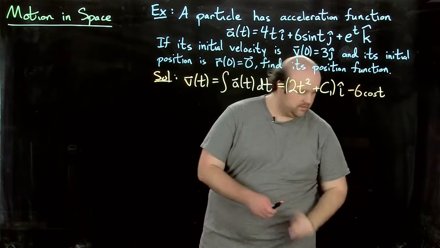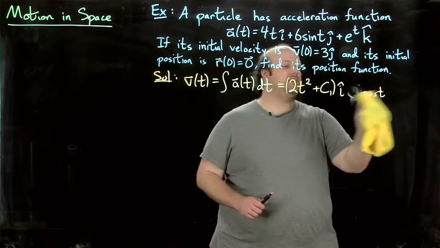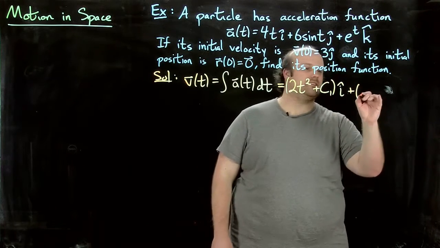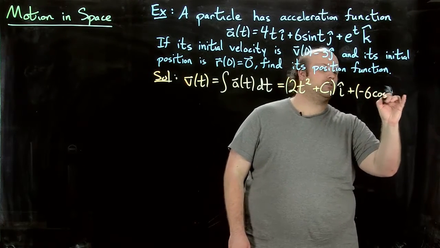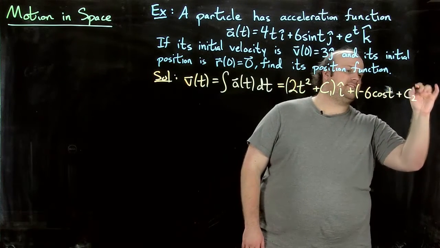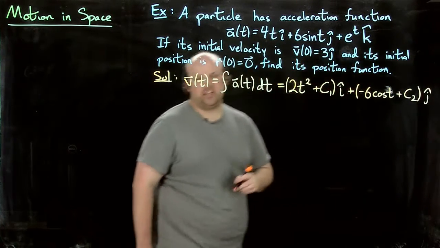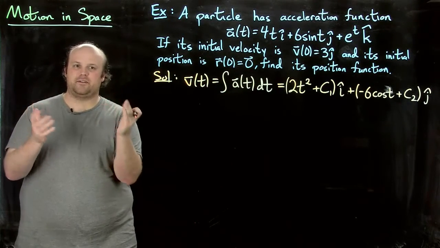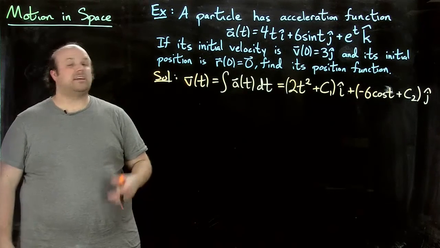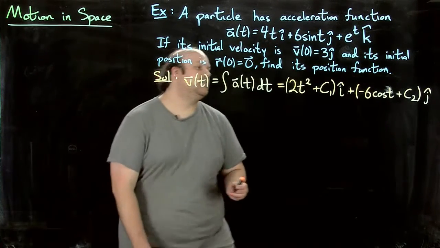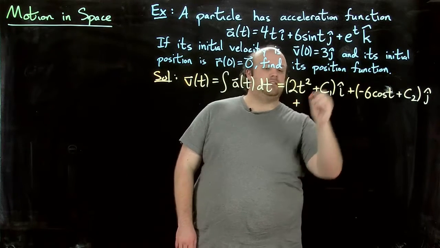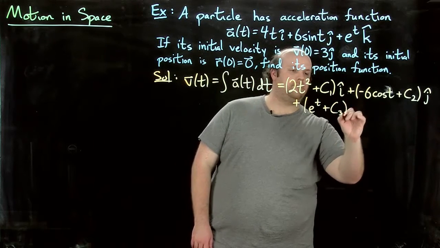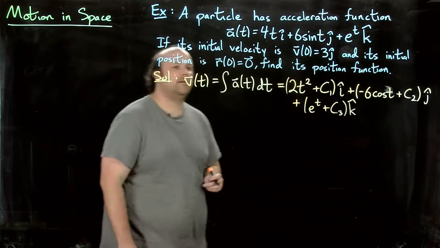Sorry, let's do this. Instead of minus 6 cosine t, let's actually go plus, open a parentheses here, minus 6 cosine t, because we have to put this c2 in here times j. Right? So we may as well just keep all the j things together in a set of parentheses. Right? And then we have to integrate the k component as well. So plus e to the t plus c3 k. All right.